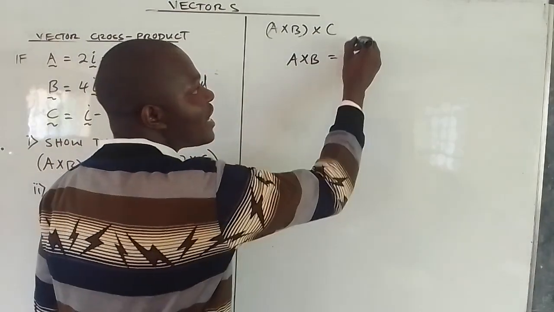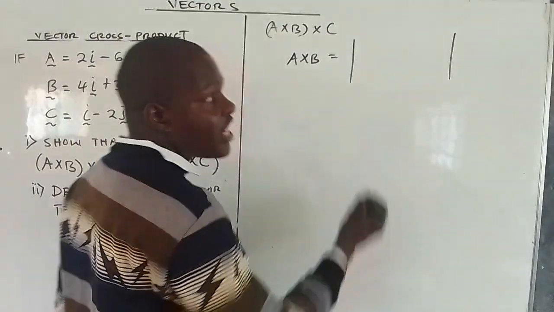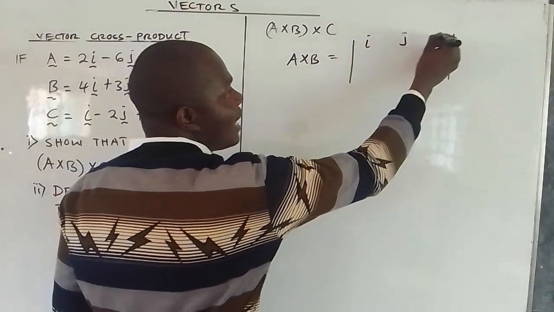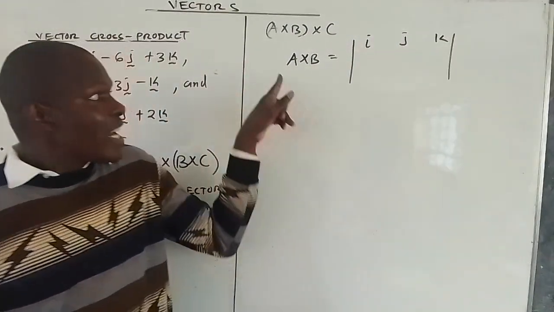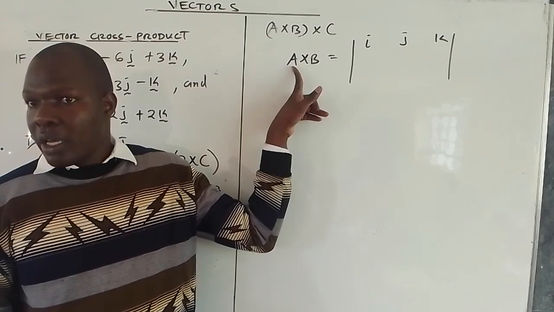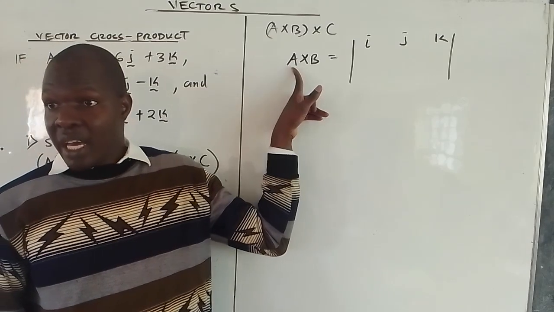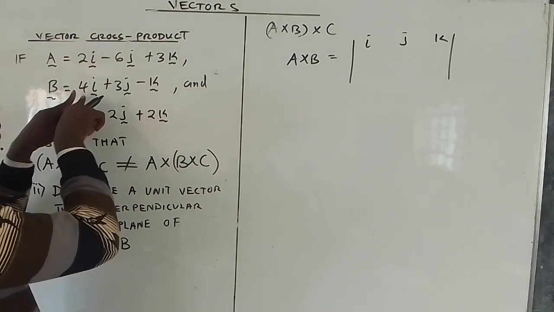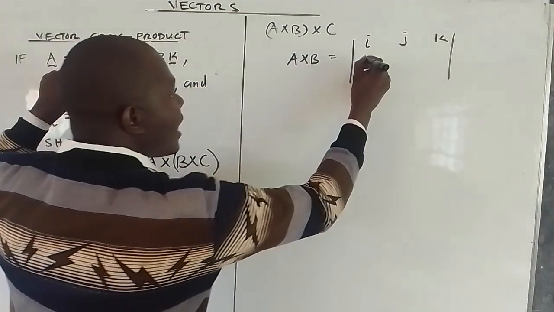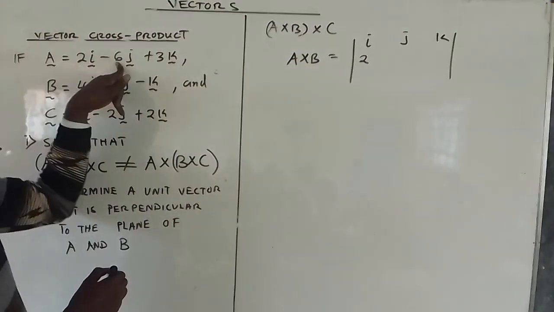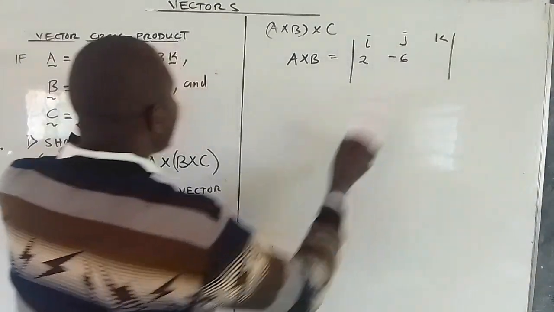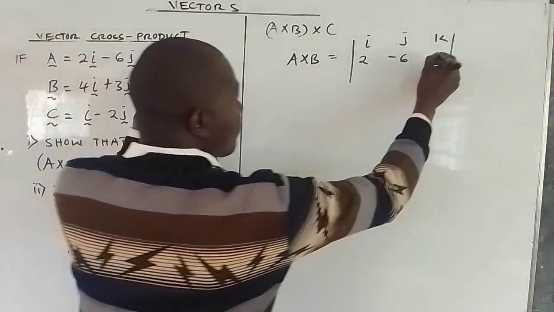So what is A cross B? A cross B is the determinant, isn't it? It is the determinant of what? The first row is i, j, k. Then which one comes first? A. Are we together? A comes first. So you go A. What is your x of A? Your x of A is 2. Your y of A is -6. Your k of A is 3.